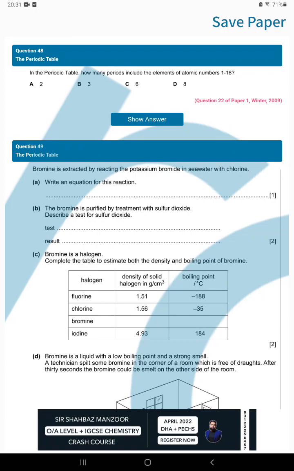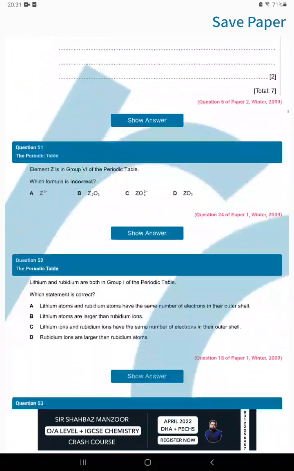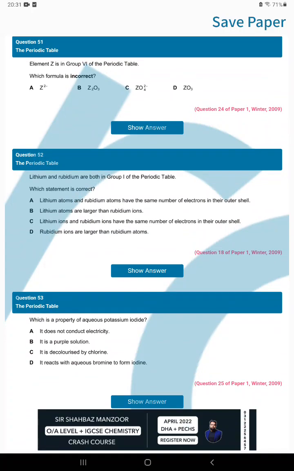In the periodic table, how many periods include the elements of atomic numbers 1 to 18? I think it's repeated. It's 3. B. Yes. Moving further. Element Z is in group 6 of the periodic table. Which formula is incorrect? B.